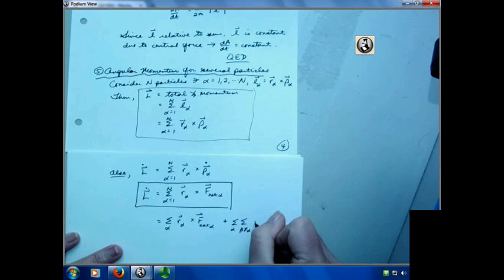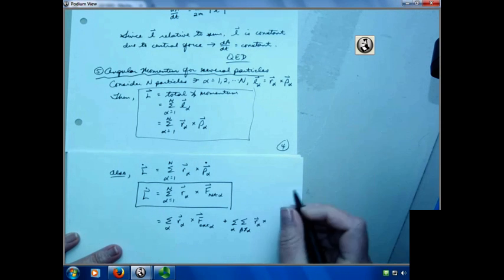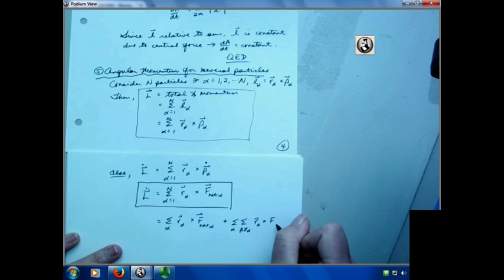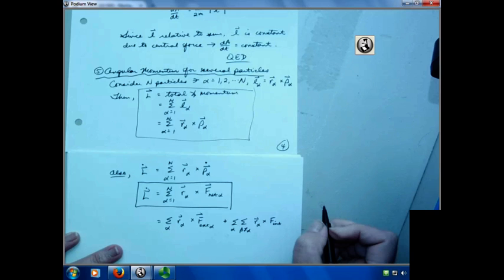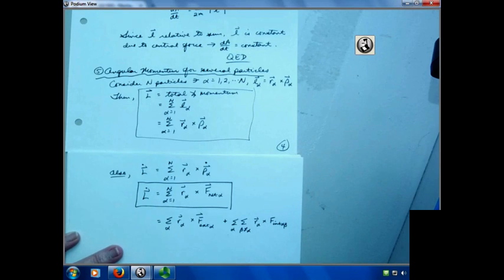R sub alpha cross f internal on alpha. And now I can be clear that I mean by beta, where beta is another one of the particles. That's what an internal force would be on alpha by beta. Okay, that's fine, except it would be nice if there's a nicer way to add these up. Well, so nice indeed that they turn out to be 0. So let's go ahead and do that.